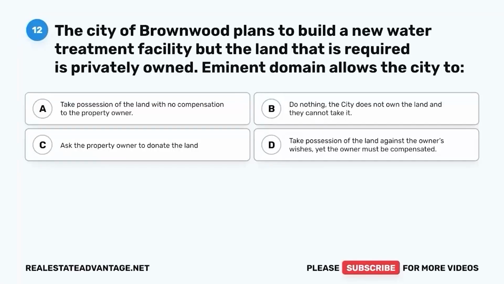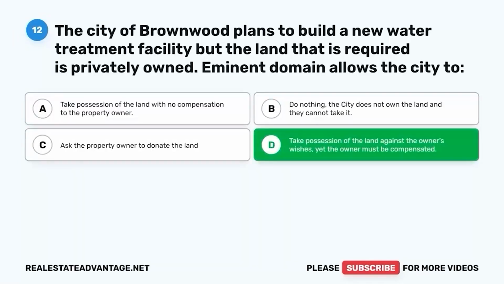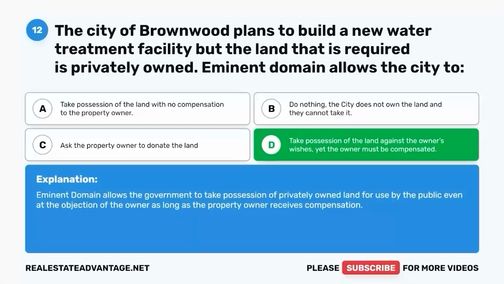Question 12. The City of Brownwood plans to build a new water treatment facility, but the land that is required is privately owned. Eminent domain allows the city to A. Take possession of the land with no compensation to the property owner. B. Do nothing. The city does not own the land and they cannot take it. C. Ask the property owner to donate the land. D. Take possession of the land against the owner's wishes, yet the owner must be compensated. The correct answer is D. Eminent domain allows the government to take possession of privately owned land for use by the public, even at the objection of the owner, as long as the property owner receives compensation.